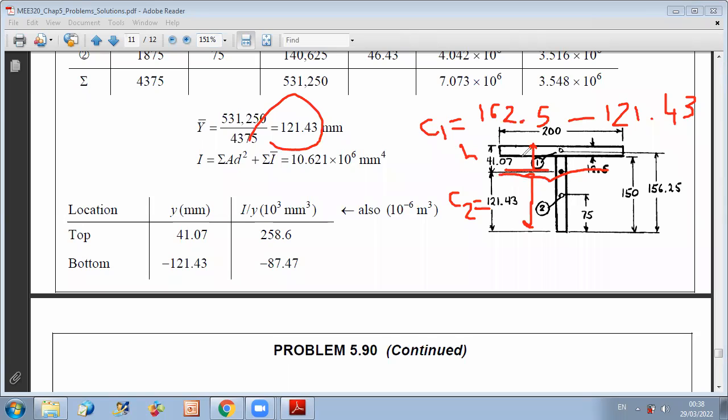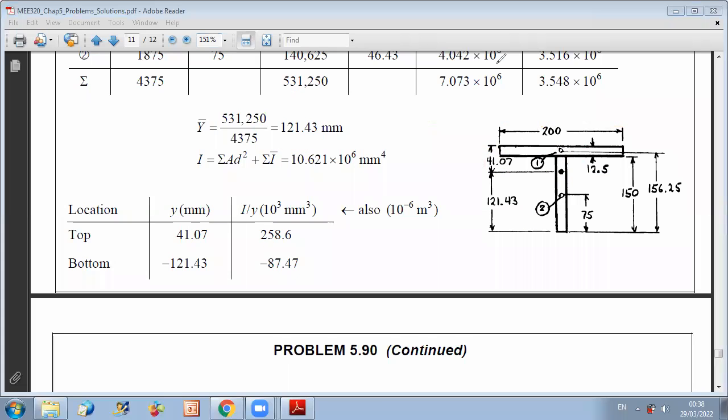To do it, you already divided your section into two parts. For rectangle 1, you know the inertia about the axis passing by its centroid, and then you can determine what is the distance between this axis and the neutral axis. So to do it, you just have to subtract from 41.07 this distance, which is 12.5 over 2.